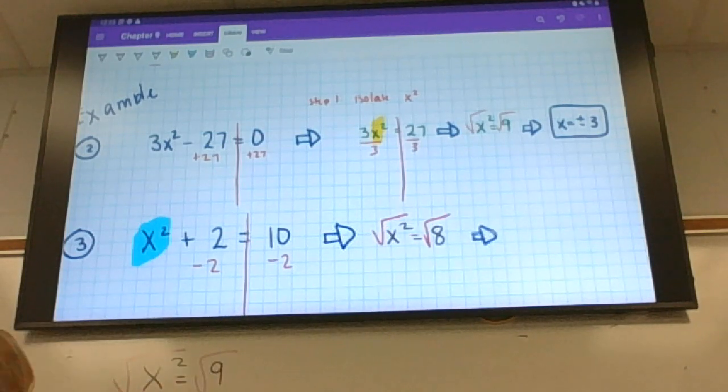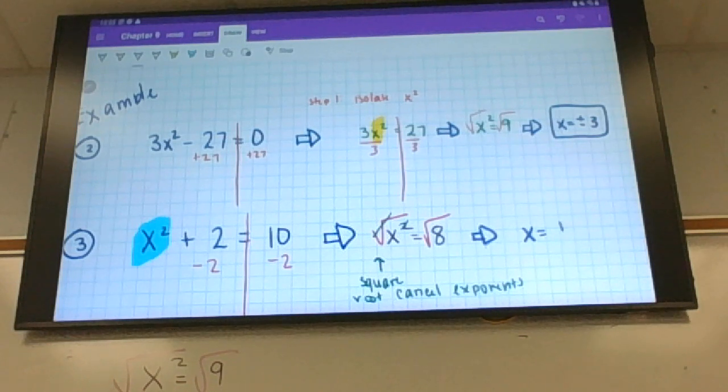These two things cancel. So this and this cancel. And now we have x equals plus or minus the square root of 8. Don't forget the plus or minus sign. We don't want decimals, this is step 4, simplest radical form.